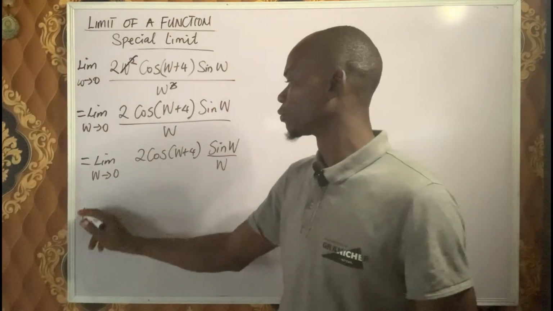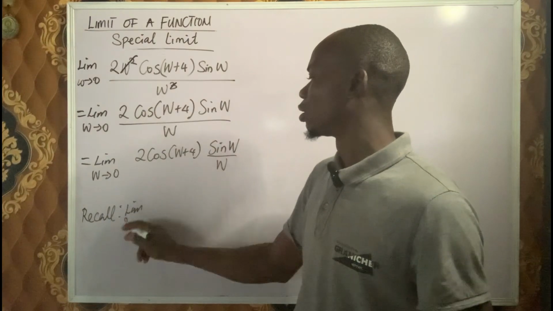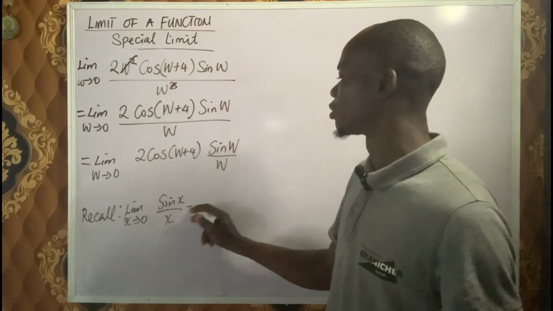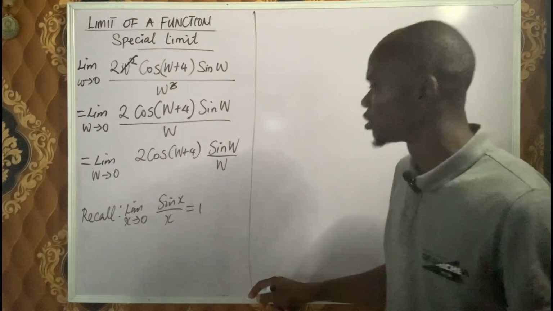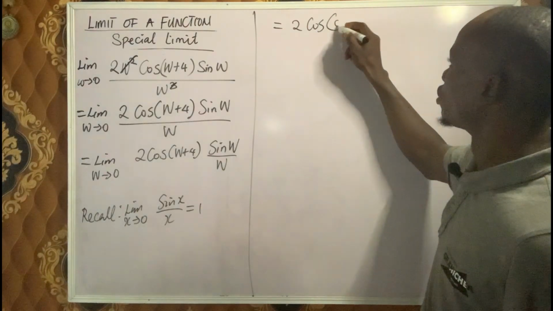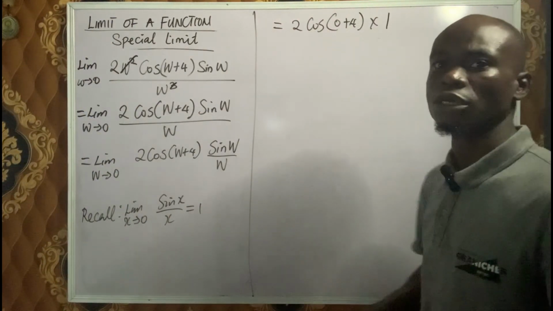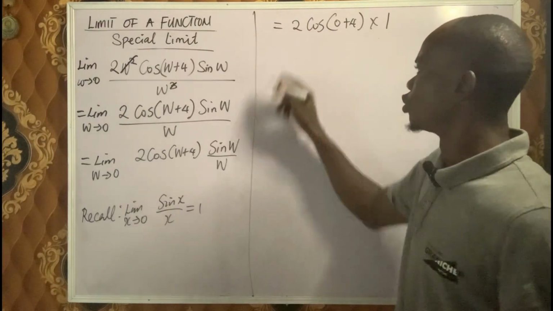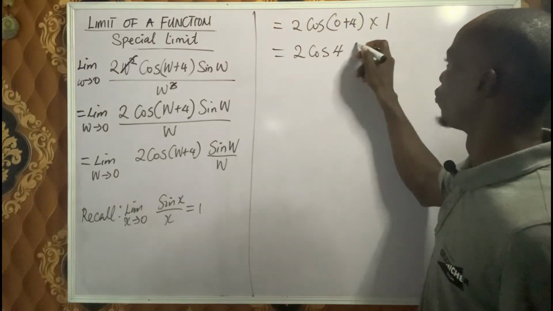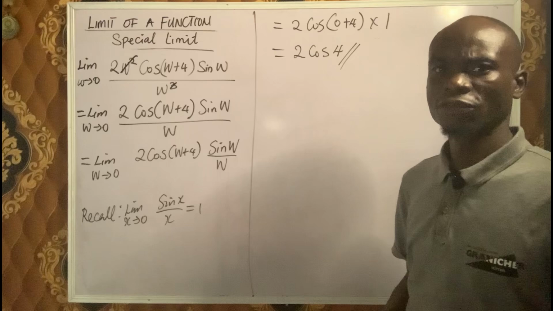So if I recall, limits as x tends to 0, sine x over x is 1. That means everything can now become 2 cos w as w tends to 0, plus 4 times 1. So this is what we have now. So this will leave us with 2 cos 0 plus 4, where 4 times 1 remains the same. So that's our answer for this question.